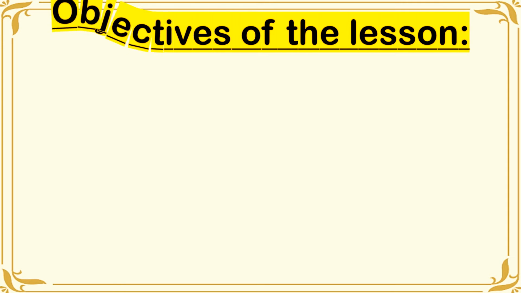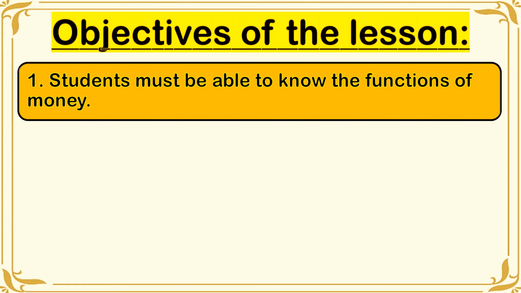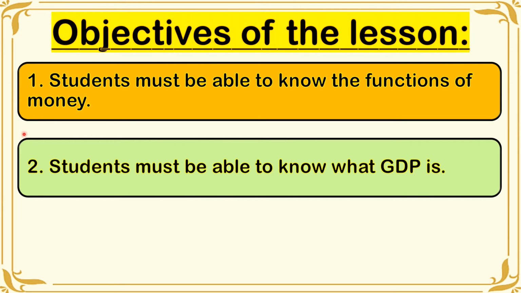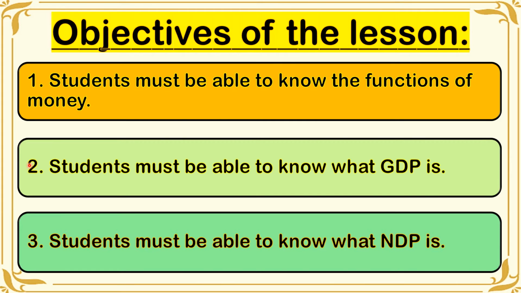Now, class, what are the objectives of our lesson for today? So the first one is students must be able to know the functions of money. Number two, students must be able to know what GDP is. And number three, students must be able to know what NDP is. So at the end of the lesson, I expect that most of you already understood about the functions of money, what GDP is, and what NDP is.